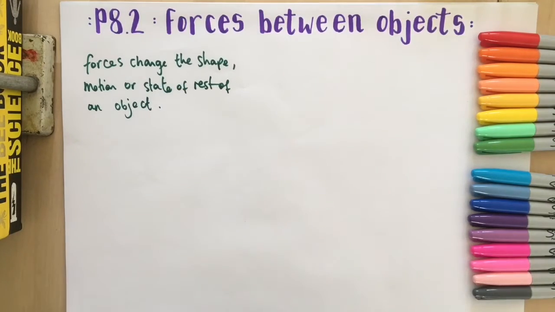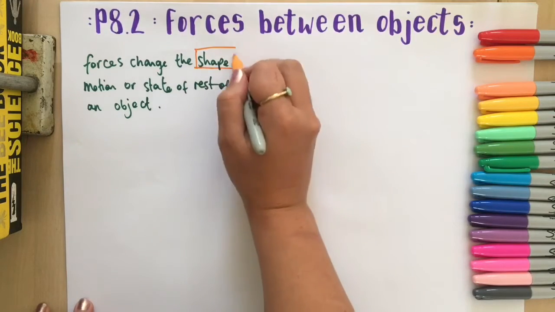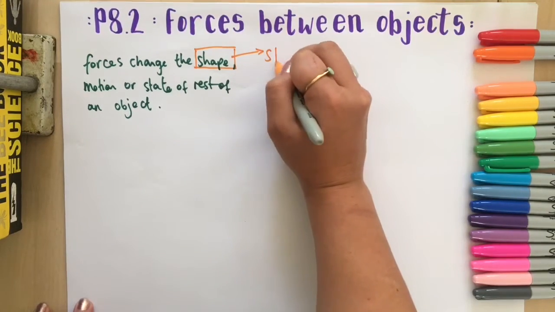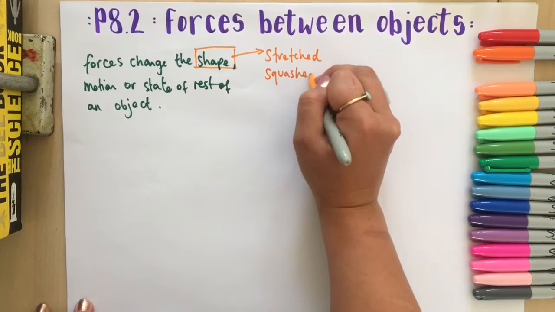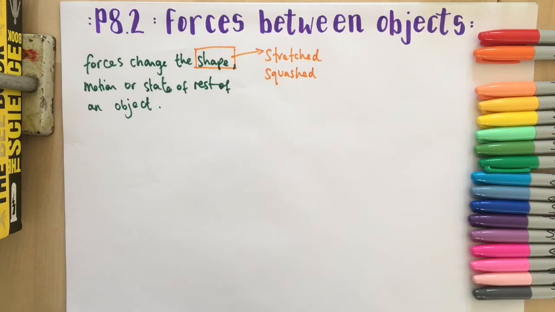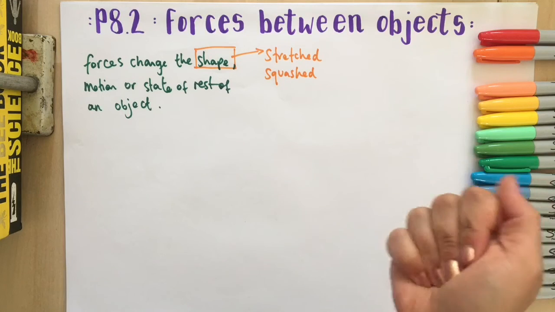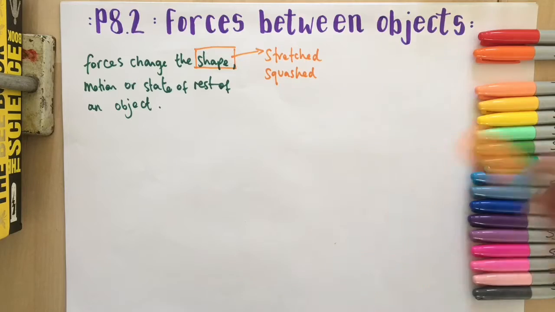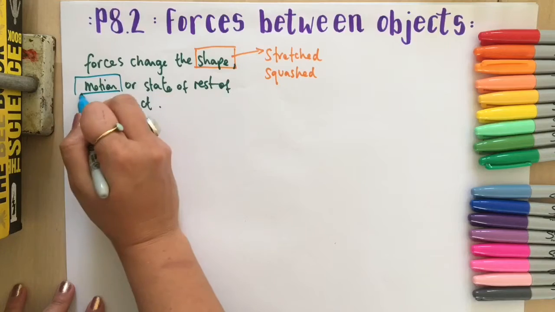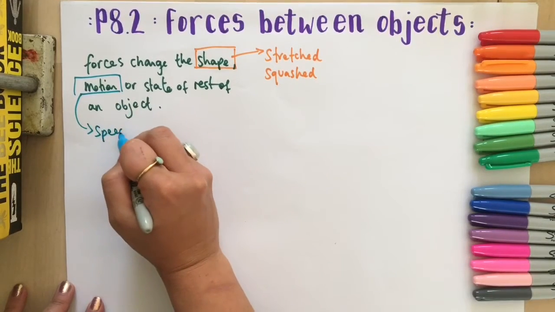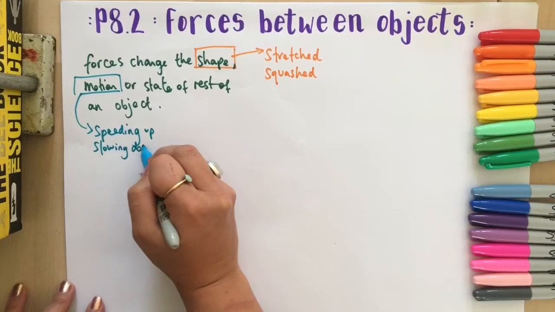Okay, so let's think about what this actually means. When we're talking about forces changing the shape of an object, we're talking about it being stretched or squashed. If we've got a spring and we apply force to the spring, then we're going to stretch the spring. If we've got a stress ball and I apply force on it, then I'm going to squash it. When we're talking about motion, we're talking about, are we speeding up, slowing down, or changing direction?